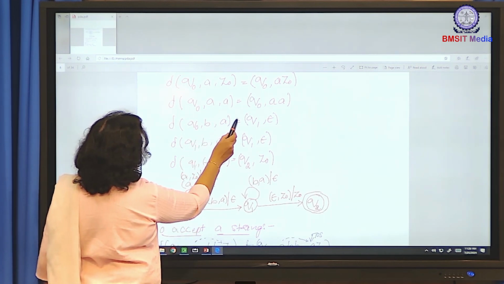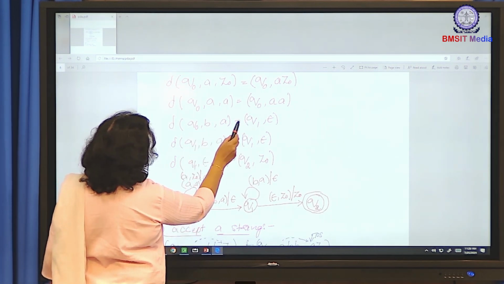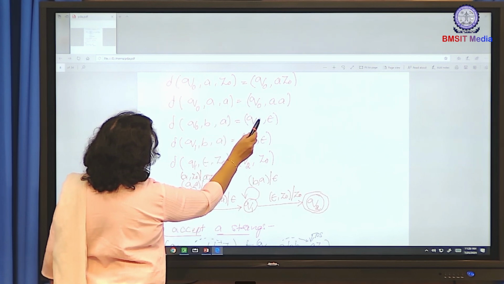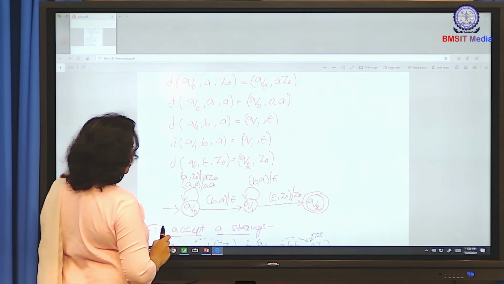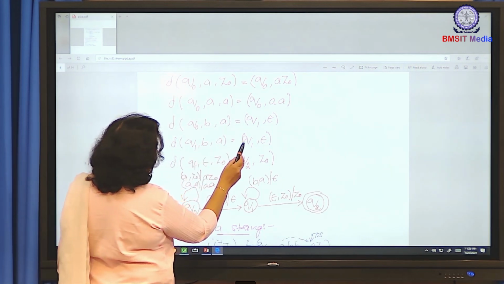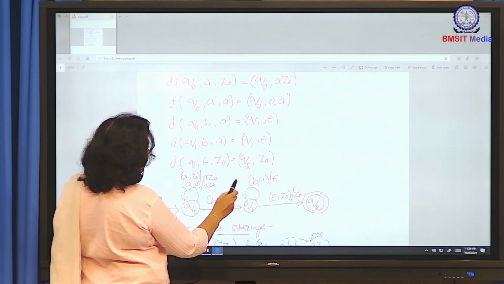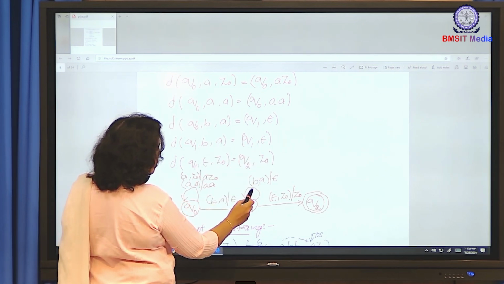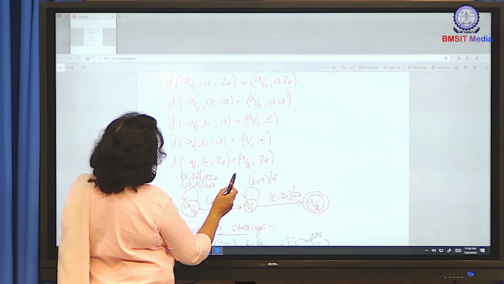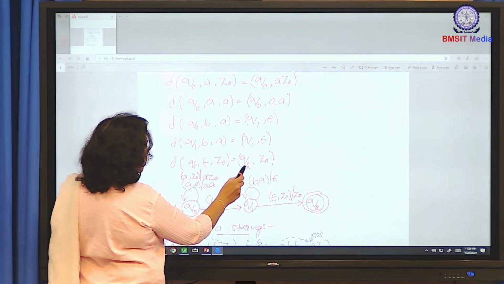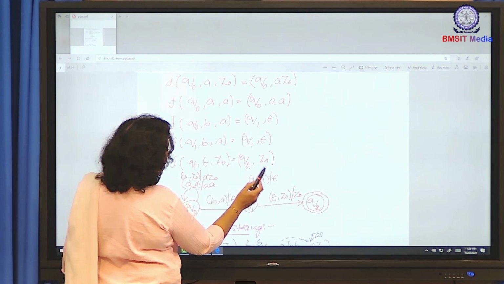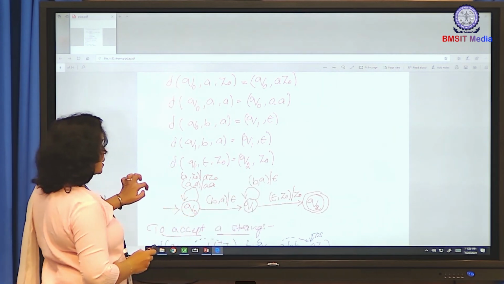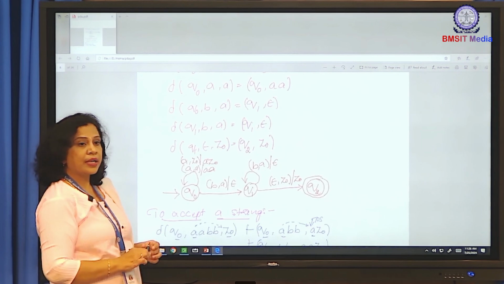This is Q naught to Q1, so there is a transition on B comma A slash epsilon. And Q1 to Q1 is again a self loop: B comma A is epsilon. Then Q1 to Q2 on epsilon comma Z naught is Z naught. So this is the transition diagram.